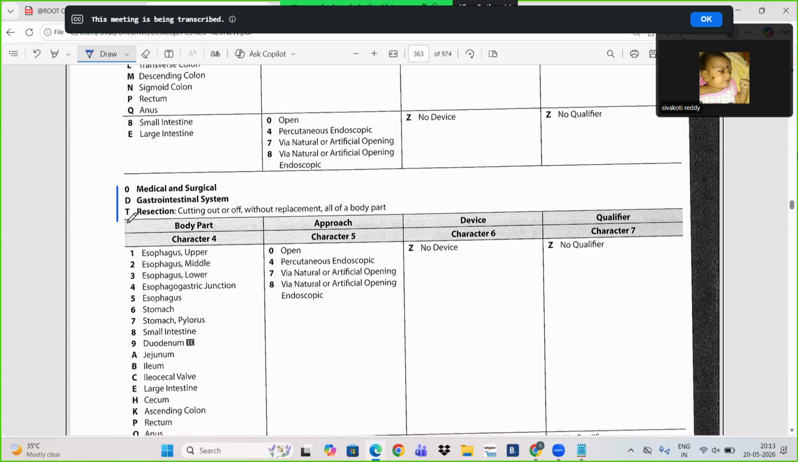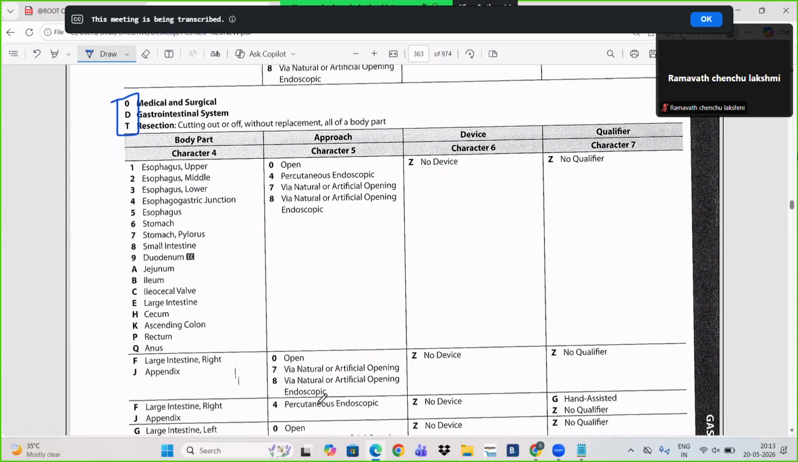And what is the fourth character? J, right? J we have in two tables. Here and here they documented it in two tables. So whenever they did an open approach, via natural or artificial opening, via natural or artificial opening endoscopic, this table we need to use. Whenever they did a laparoscopic appendectomy, we need to go with a particular table.